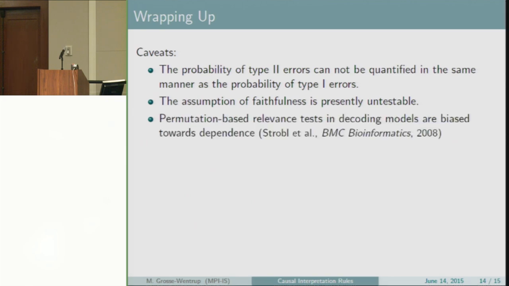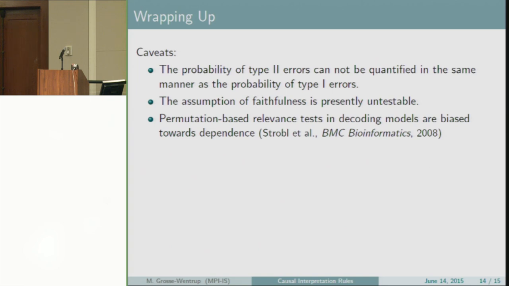Practical limitation. Then, the way that we test relevance in decoding models right now is usually based on these permutation tests. And they are not real conditional independence tests. They are biased towards dependence. The reason for that is that if you have two features in your decoding models that don't provide any information on your class labels, but they are highly correlated, and you permute one of these features, then you're breaking the correlation of that feature with this other feature. And this breaking of the correlation makes you believe in these permutation-based tests that your feature is relevant even though it's not.